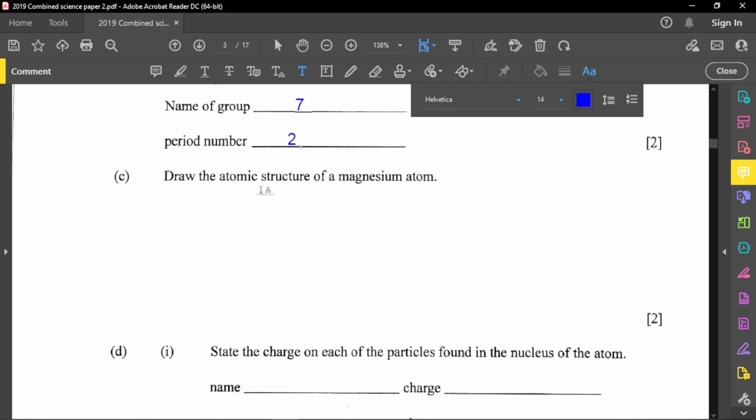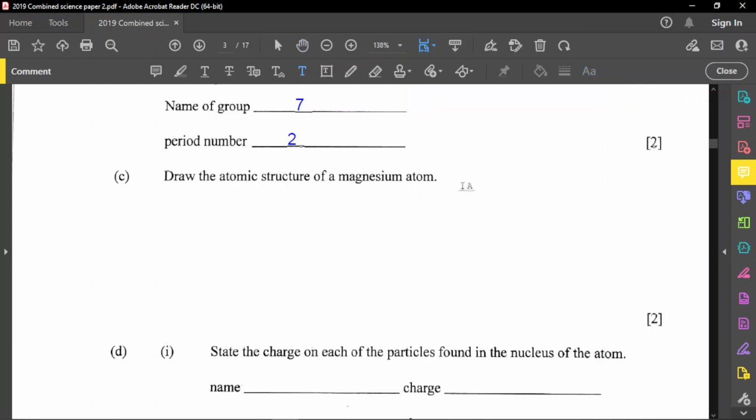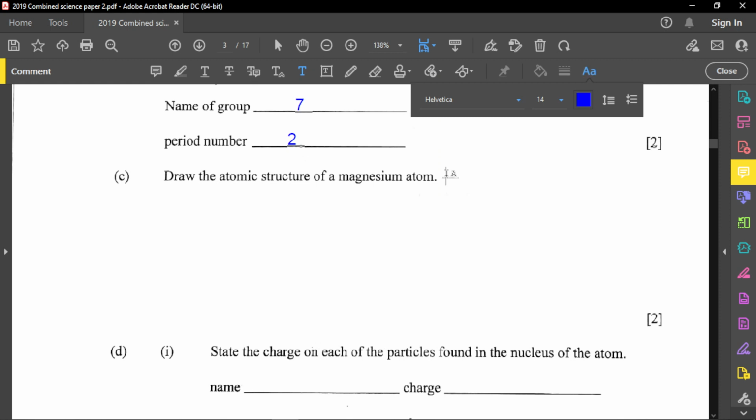All right, so for part C, it asks for the atomic structure of a magnesium atom. So draw the atomic structure of magnesium. Now, if you look at the periodic table for magnesium, you'll realize that it has an atomic number of 12, which means there are 12 electrons, right? So I'm going to show you something real quick. There are 12 electrons. I'm just putting e minus there, meaning electrons. So the electron configuration is going to be 2 on the first shell, then 8 on the second shell, and then 2 on the last shell. That's a total of 12 electrons, right?